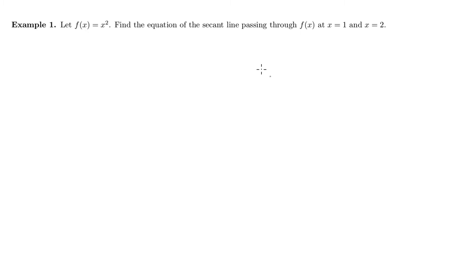Okay, so notice that we're looking for the equation of a line. So to find the equation of a line, this is great pre-calculus review, we need 2 things. We need the slope of the line, and then we need a point on the line. And then we can use what's called point-slope form.